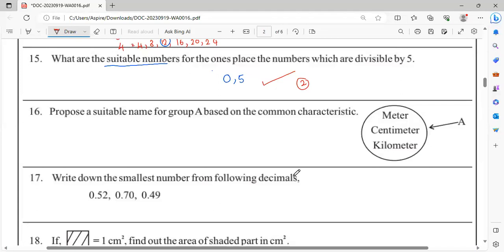What are the common characteristics here? Meter, centimeter, kilometer. What are these? Meter, centimeter, kilometers. Can you identify? They are length. Lengths. No, but it is related to length.